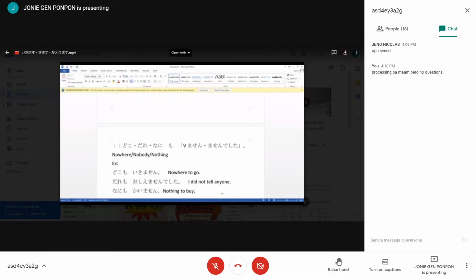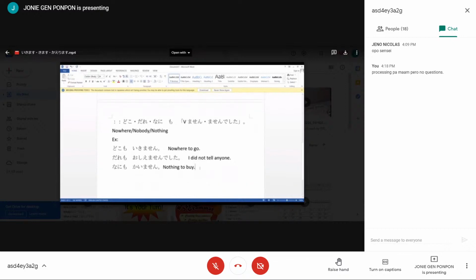Yeah, that's how you use the doko mo, daremo, nani mo, and then the verb. Okay? So your verb should be in the negative format. Even if nasa past tense or present future tense siya, basta negative format ang verb. Okay? If you will use doko mo, daremo, and nani mo. Next.